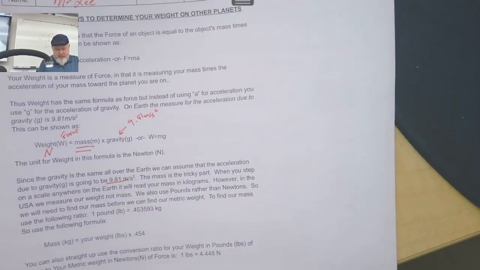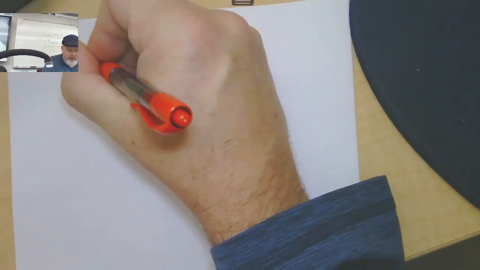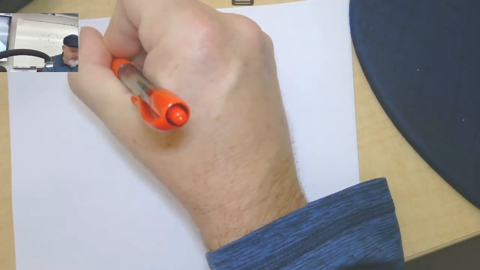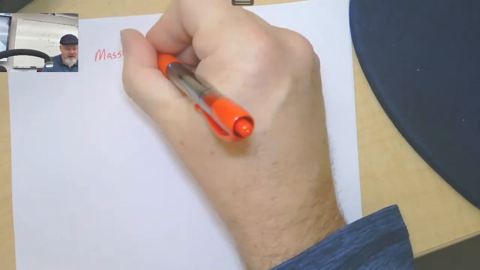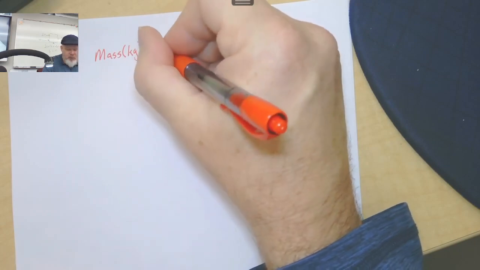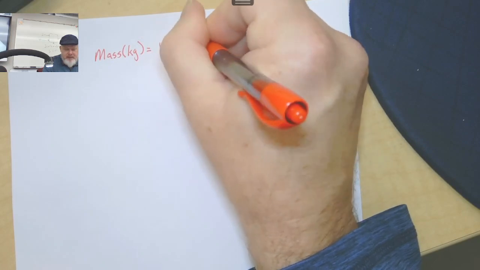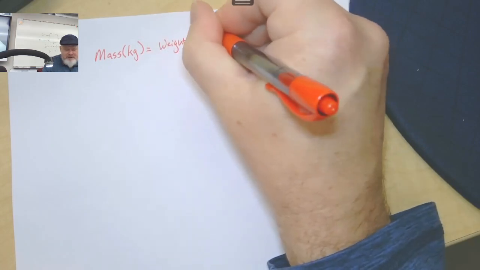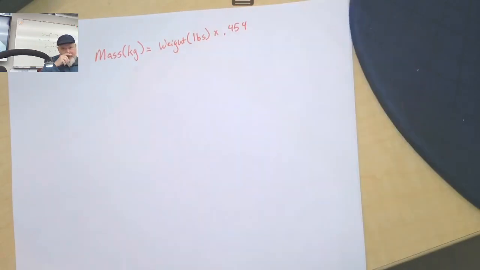Okay, so I'm going to move this off to the side here. Let's write this down again. Your mass, and that's going to be in kilograms. If you went anywhere else in the world and stepped on a scale, it's going to measure in kilograms. Your mass is your weight in pounds, and pounds is abbreviated lbs, times 0.454, which is the conversion ratio between the two.